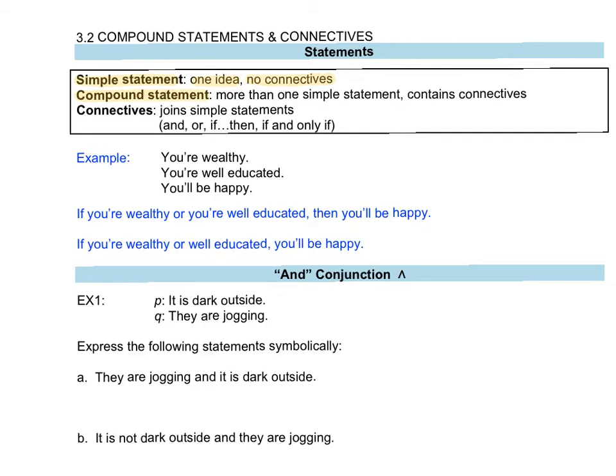A compound statement will have more than one simple statement, so more than one idea, and it's going to contain connectives. So when we talk about connectives, these are words or phrases that will join simple statements together. And we're going to look at 4 connectives: and, or, if then, if and only if.